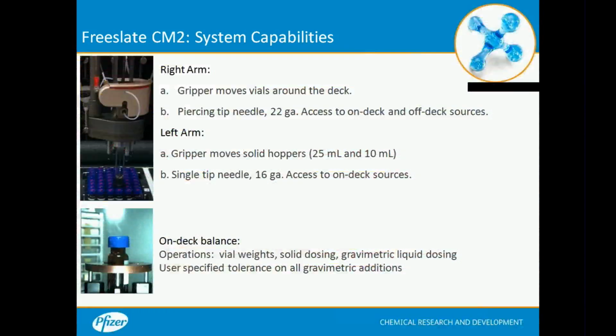To continue on with the system capabilities, the right arm, which is the one pictured in the previous slide, as well as in this picture, has a gripper, which you'll see here.